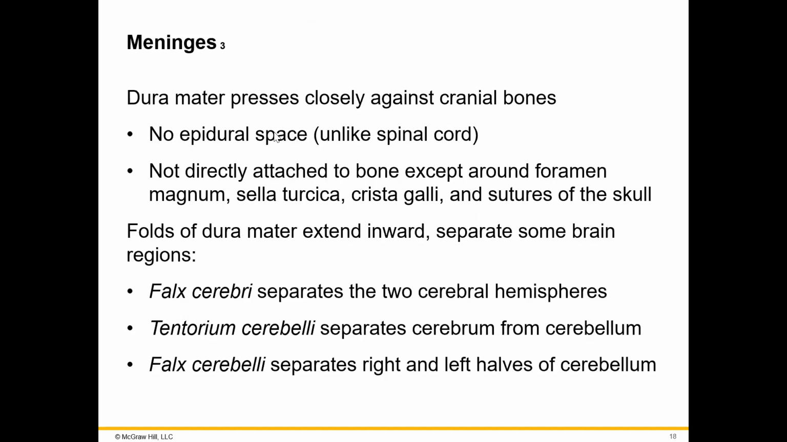The dura mater presses closely against the cranial bones, and there is no epidural space. And there are folds of the dura mater. You have your falx cerebri, and these separate the two cerebral hemispheres. Then there's the tentorium cerebelli, which separates the cerebrum from the cerebellum. And finally, there's the falx cerebelli that separates the right and the left halves of the cerebellum.